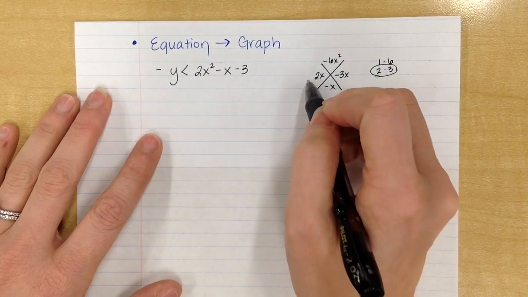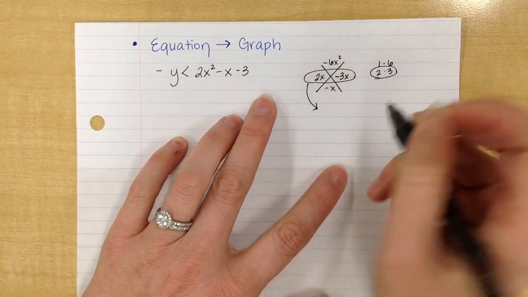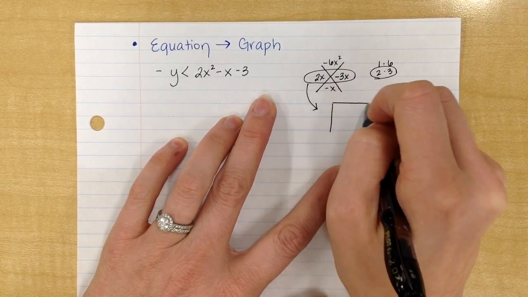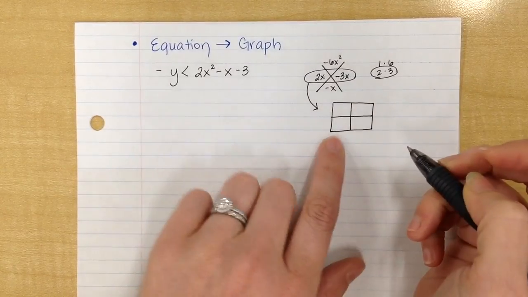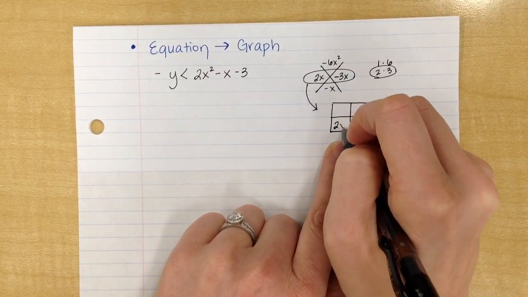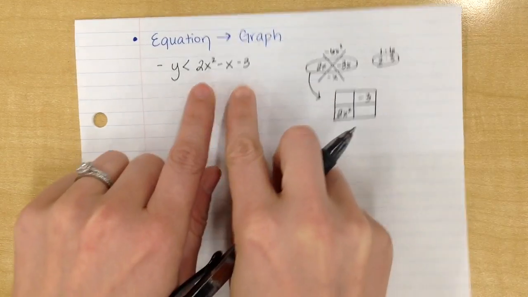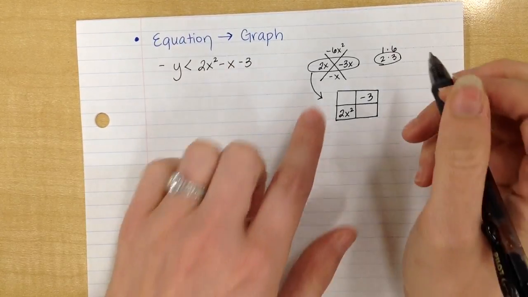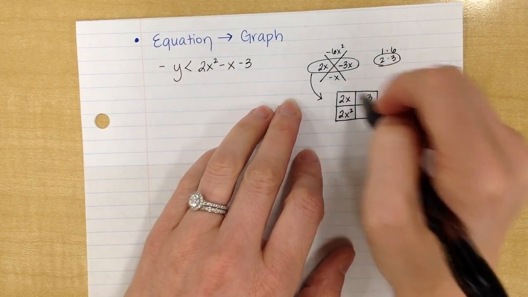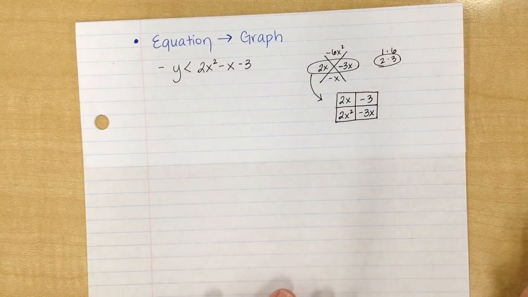Alrighty, we take these 2 values and plug them into our generic rectangle. Again, we always put our a value in the bottom left corner, 2x squared, and the c value in the top right, negative 3. Then we put our 2 factors in as well. We have a 2x and a negative 3x in the diagonals.